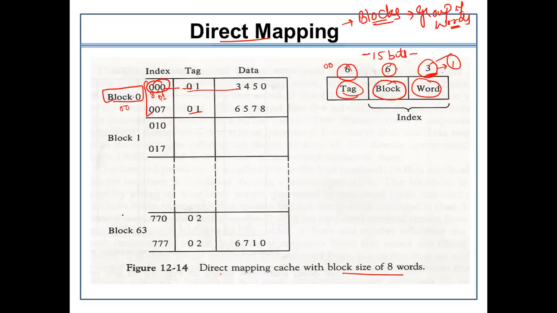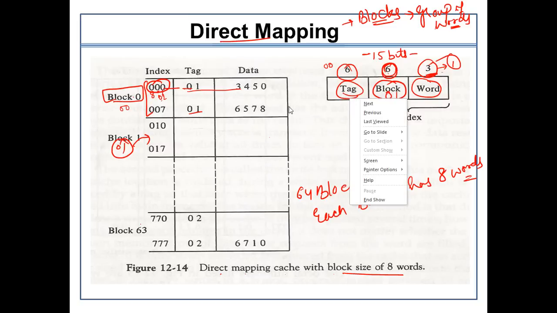So we have a total of 64 blocks available, and each block has 8 words stored in it. We wanted to know the block size. Let us suppose the block number is 0, 1, let's say. We will go to the block number and then we will figure out what tag bits are required. So the tag will be further determined.